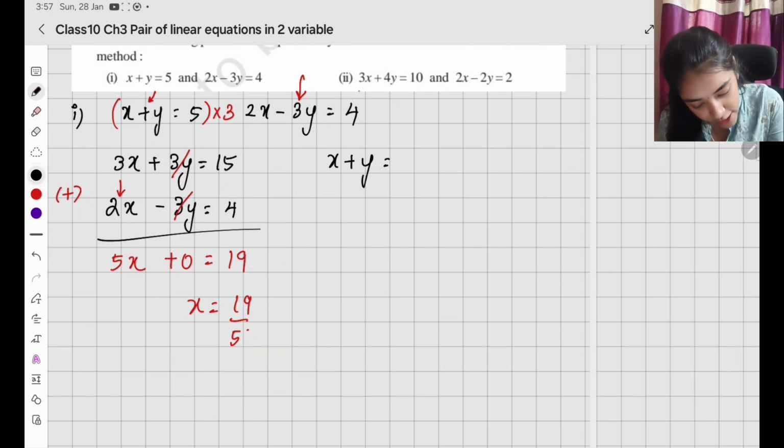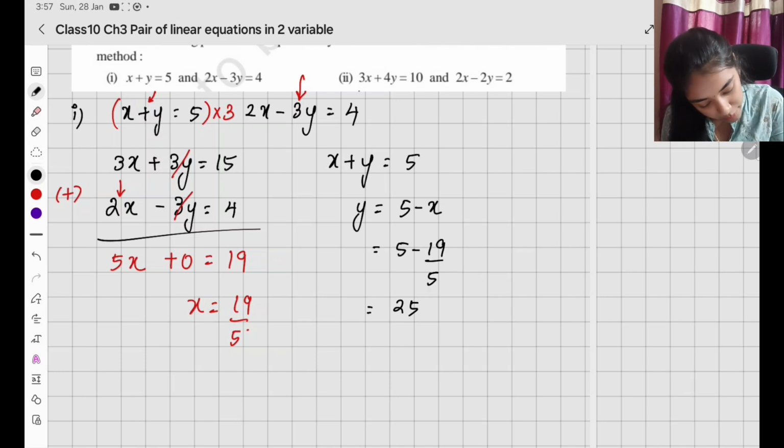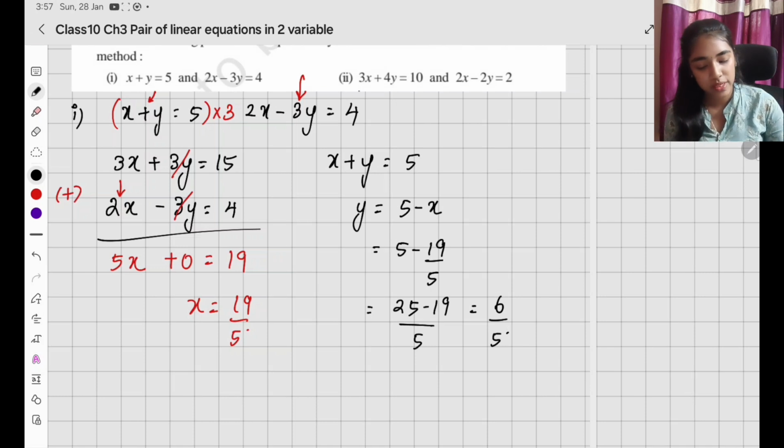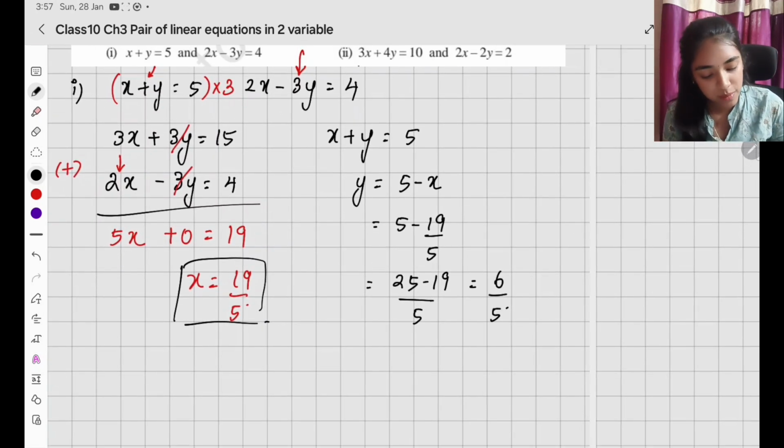So you have x plus y equals 5. So you have y equals 5 minus x, which is 5 minus 19 divided by 5. LCM எடுத்தா I have 25 minus 19 the whole divided by 5. 25 minus 19 என்ன? 19, 20, 21. So 6 divided by 5. So I have y value to be 6 by 5 and x value is going to be 19 divided by 5.